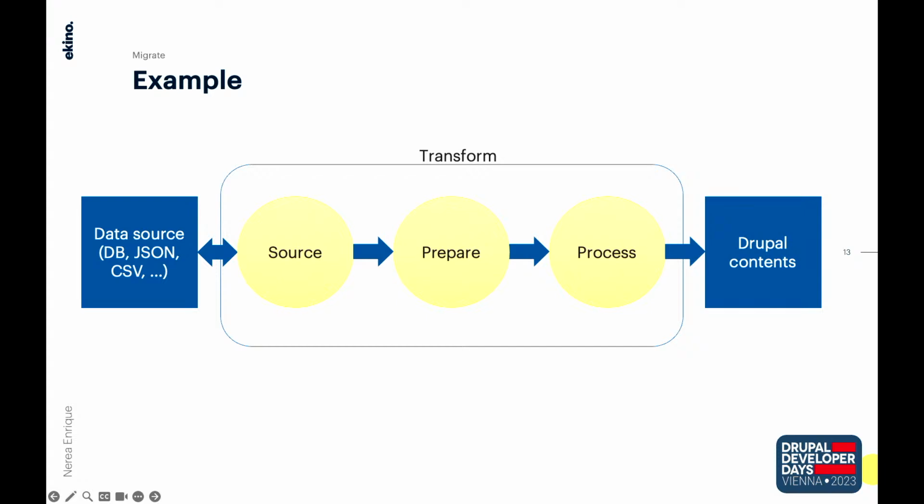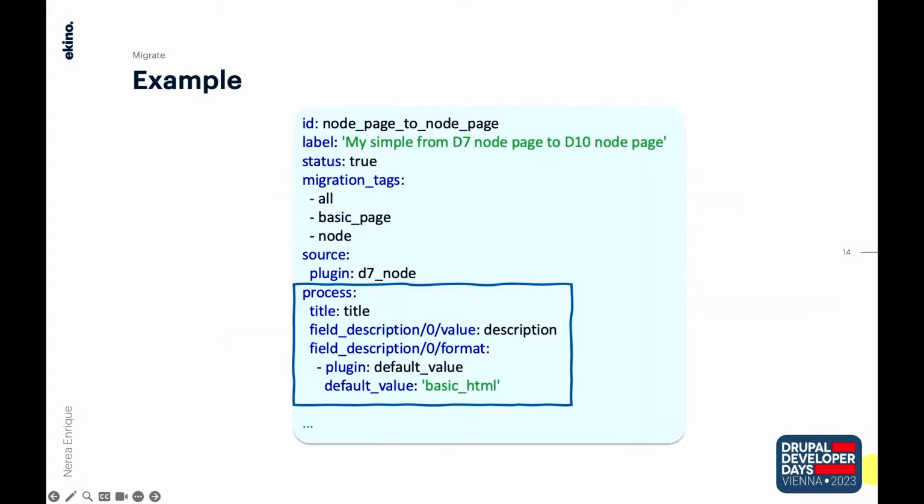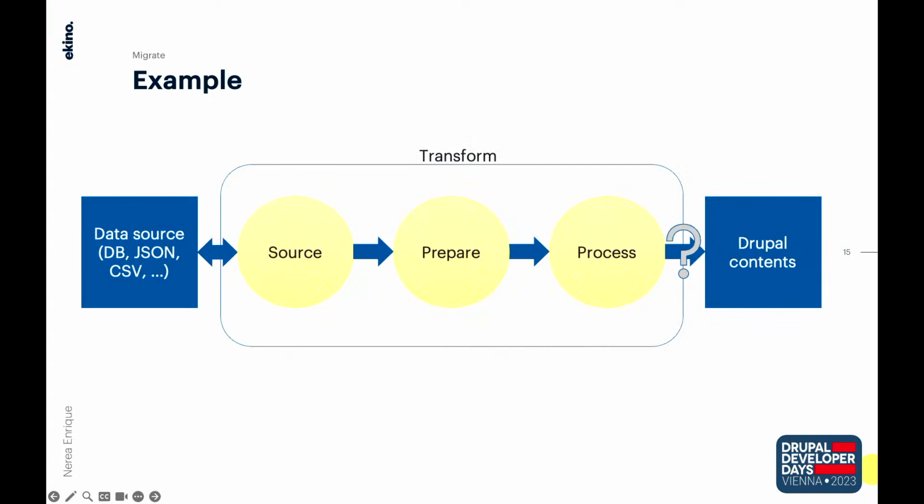Now we need to map each thing from the Drupal 7 to the new application. So here's the process where you're going to map everything. You can see that I'm using the title property from the source plugin. And I'm creating my own description property, which is something I have made. And I'm using it. Easy. So I know what I'm going to fetch, which is Node. I know how it's going to be prepared. I know how it's going to be mapped. But I don't know how it's going to be transformed into my Drupal right now.